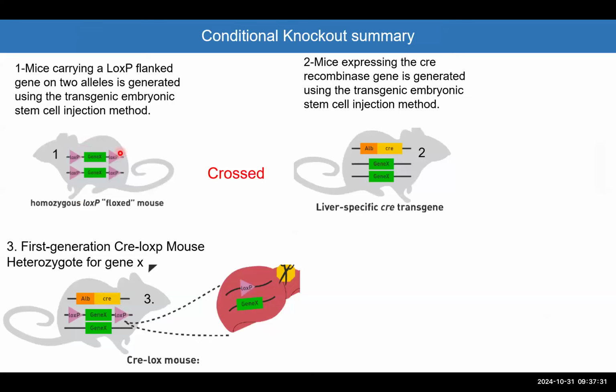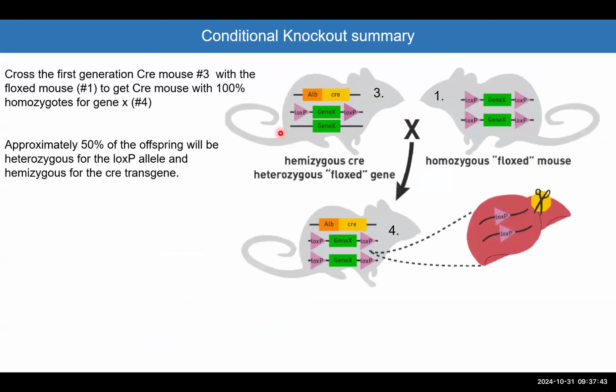On the other side, you are generating an albumin Cre, which is the same procedure. And now you have one mouse line and another mouse line, and now you're crossing these together. You get a heterozygote, and then you continue as I described to get the albumin Cre with the homozygote. And at this point, you can start studying the animal. So this is almost 2 years of work.